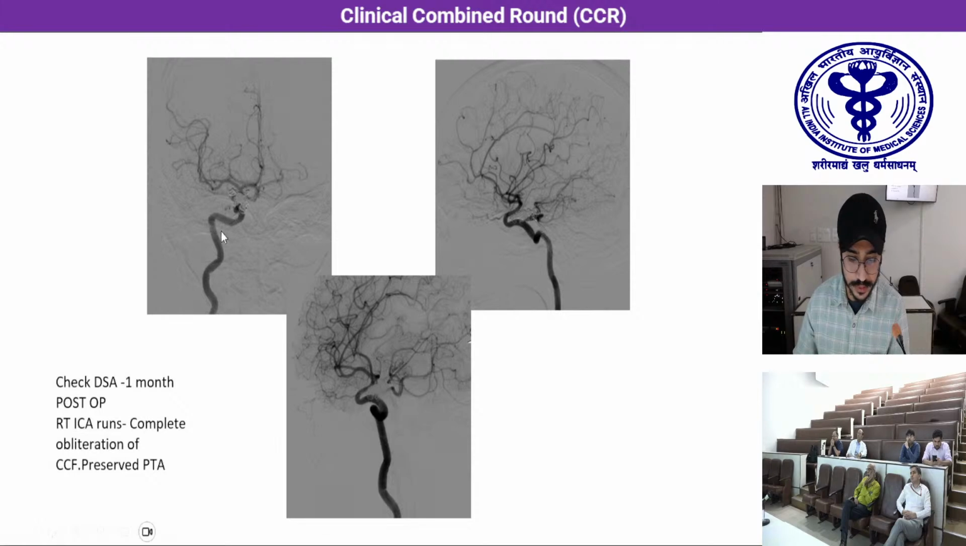We can appreciate it in these right ICA runs. There is no evident filling of the cavernous sinus, no filling of the SOV, there is no filling of the inferior petrosal sinus, and this persistent trigeminal artery is spared because it is supplying the basilar circulation, the posterior circulation. It had to be spared in this case, and it is very well filling in these images. This is the coil mass which is seen in situ in the cavernous sinus and in the aneurysm.